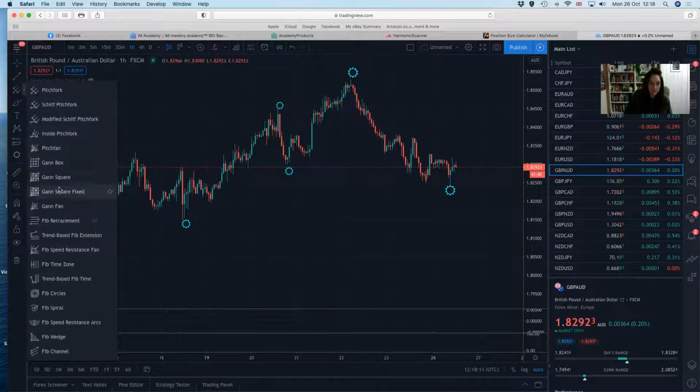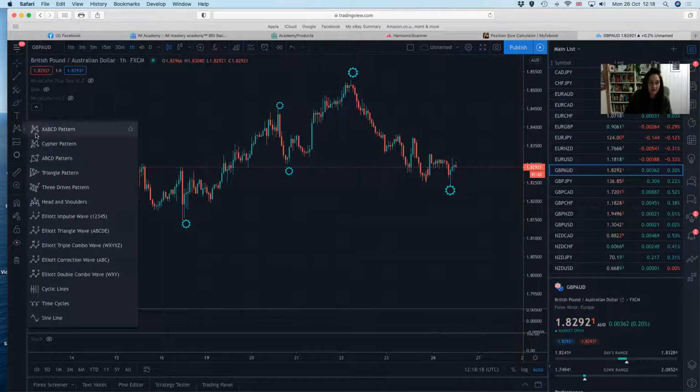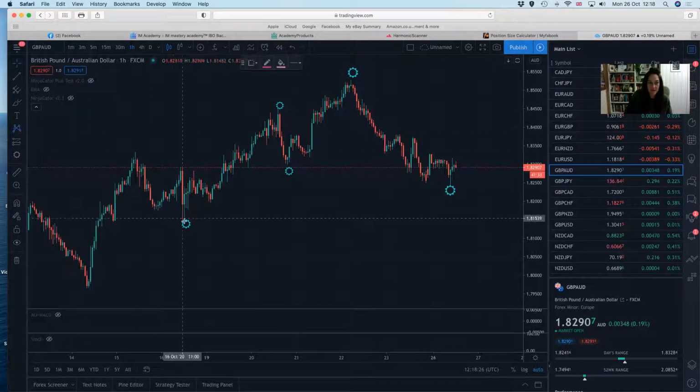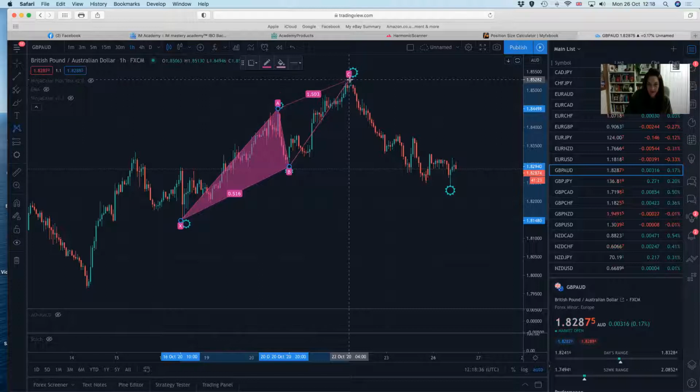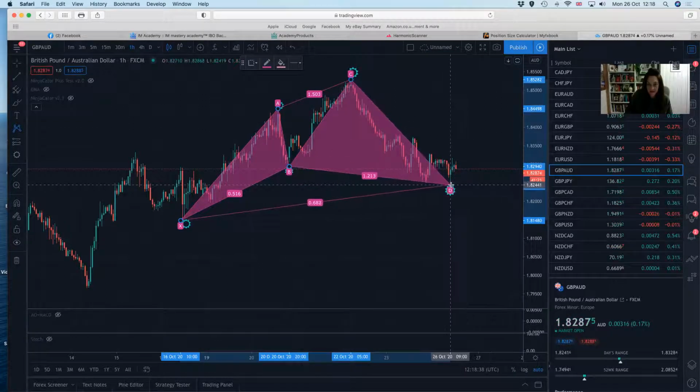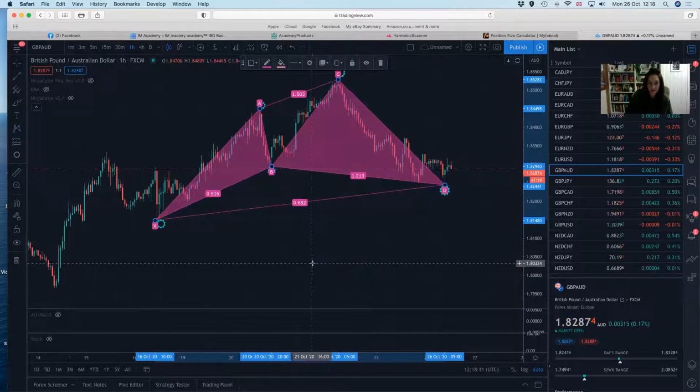Where's it gone? That's this one. Sorry, I'm not looking at mine. There we go, the XABCD pattern. That's your harmonic scanner. So you click that, see where it is on that funny little picture there. And then you go 1, X, A, B, C, D. Look, I've drawn my harmonic pattern on.